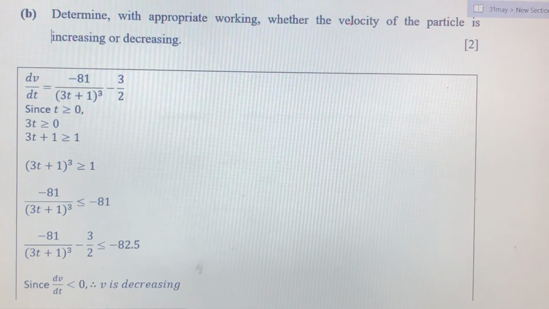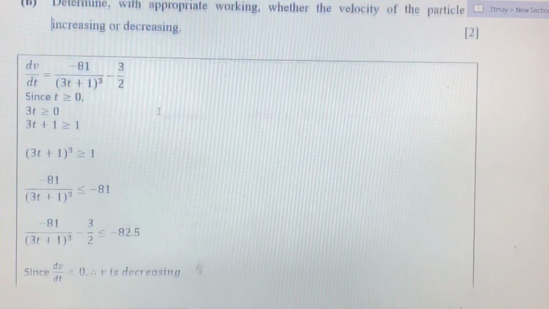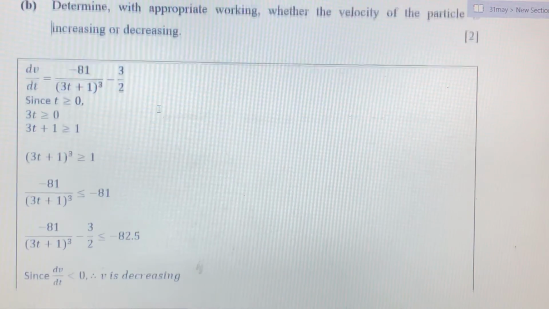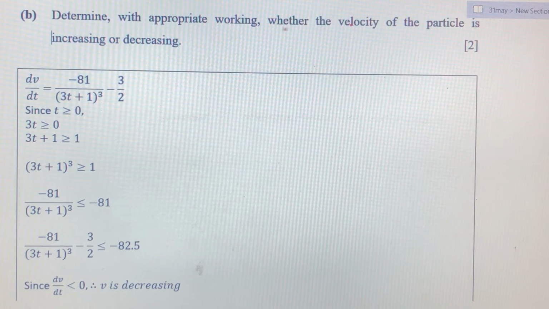Okay, I'm redoing this question 12B, because just now I don't know what happened. I went out of focus while filming. This is very agonizing.